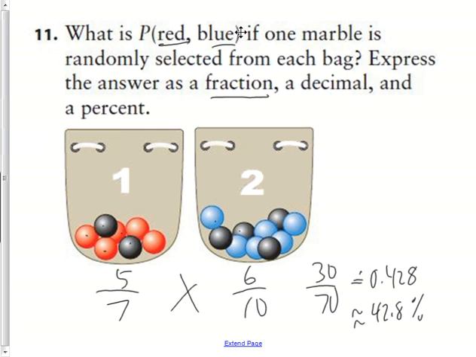Does that make sense? The key is individual probability from the first event, individual probability from the second event, and multiplying them together gets you the combined probability of those two events happening together, right?